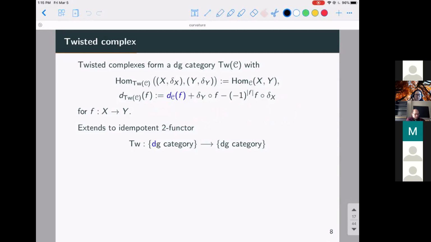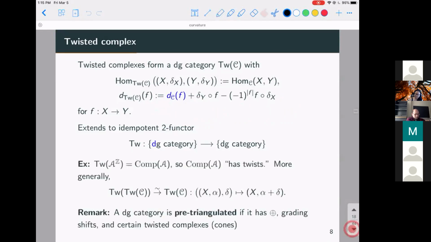So this operation Tw actually extends to a 2-functor from DG categories to DG categories. And you should think of it as a kind of closure operation, just like taking an additive envelope or adding all grading shifts. So for example, the DG category of complexes was obtained by applying this Tw procedure. So it already has twists. It's closed for this Tw operation.